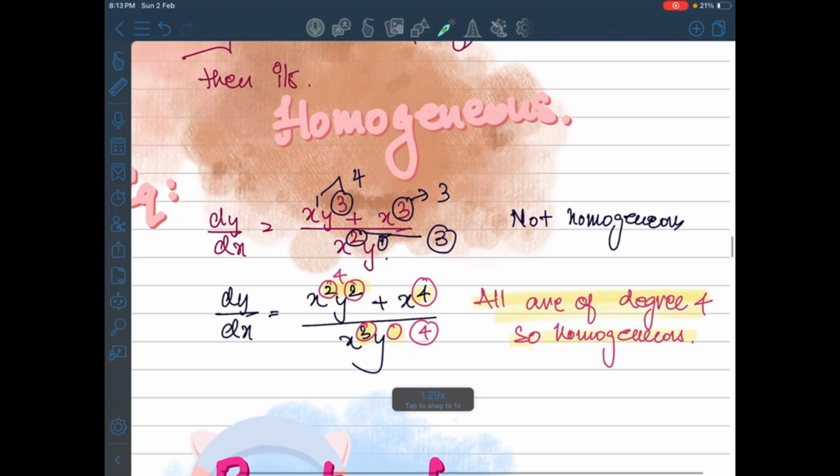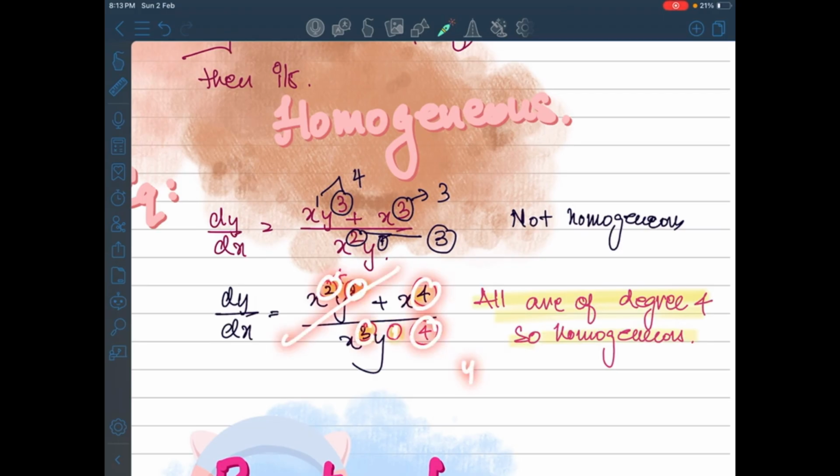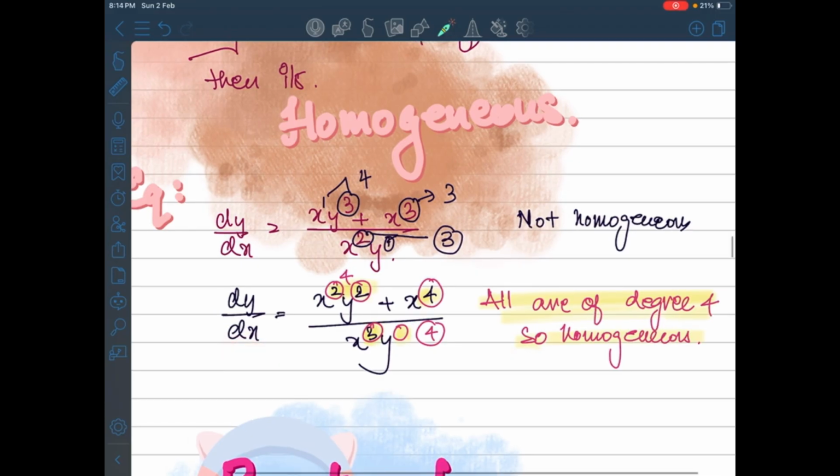Next one, as you can see, is dy by dx equal to, here you can see, here the degree is 4, 3 plus 1 again 4. This is a homogeneous, and you can write y equal to vx and proceed. You will for sure get the answer. Okay, so just by writing dy by dx and doing this, you can get what is the degree.